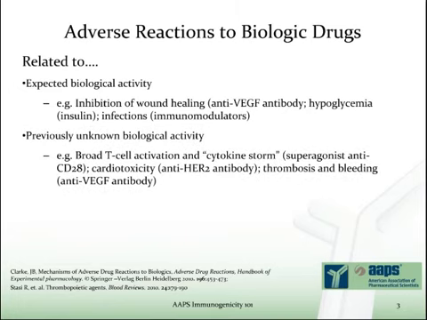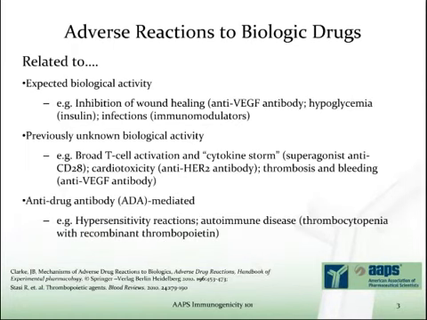Some adverse events may not be predicted by the known biology of the target and could be due to previously unknown biological activity. An example of this is broad T-cell activation and cytokine storm of an anti-CD28 antibody, which was previously predicted to interact only with lymphocytes. Another example is the cardiotoxicity found with an anti-HER2 antibody, which revealed previously unknown signaling pathways in the adult human heart. The third category describes immune response-mediated adverse events in which anti-drug antibodies develop.